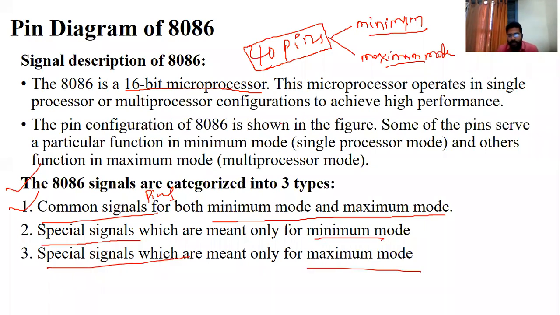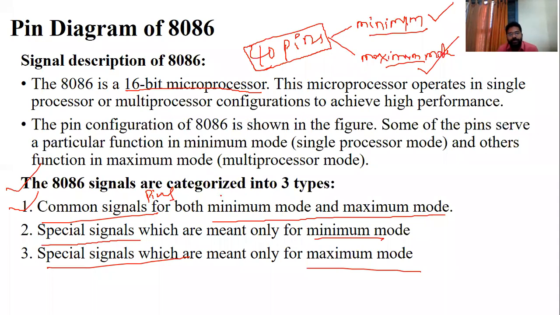So for efficient utilization of the pins and to increase the performance of the microprocessor, we can operate the microprocessor in two different modes: minimum mode as well as maximum mode. Out of these 40 pins, we are using both the modes. How can we utilize the 40 pins in two different modes?